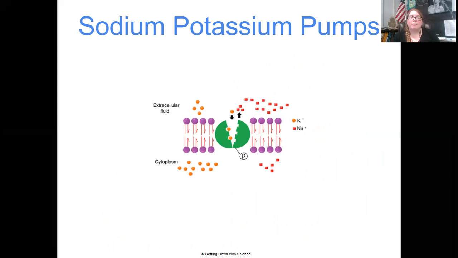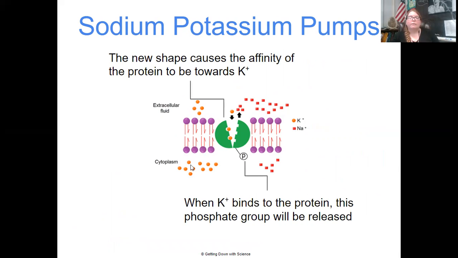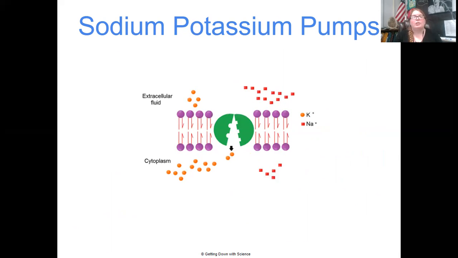And so when the shape changes, I open up the enzyme to the outside environment. It's going to release the sodium and then potassium can get inside. When the potassium binds to the protein, the phosphate group gets released and then it changes shape. And that's how this pump works.